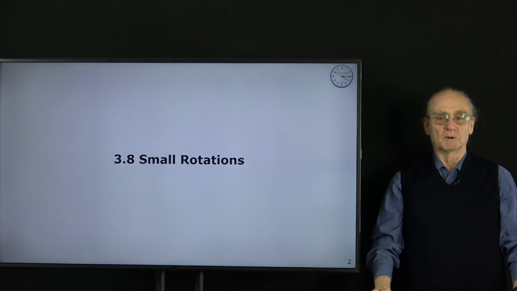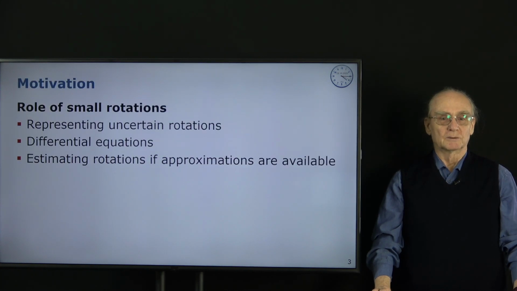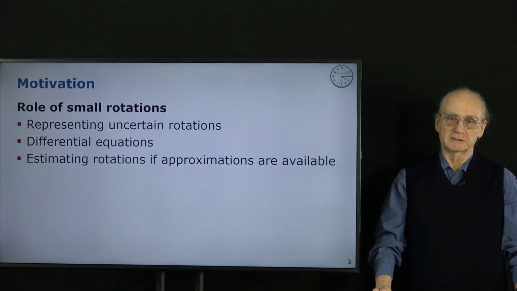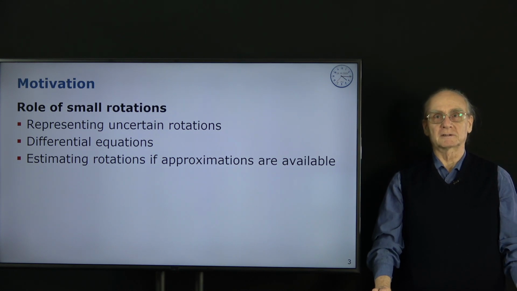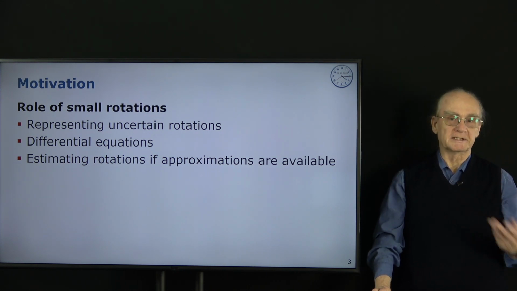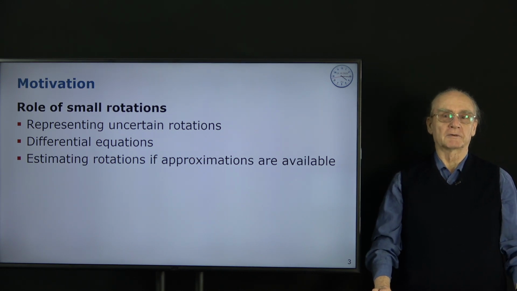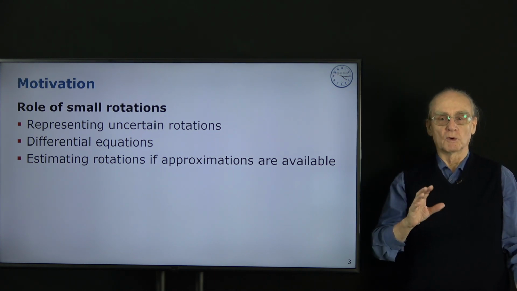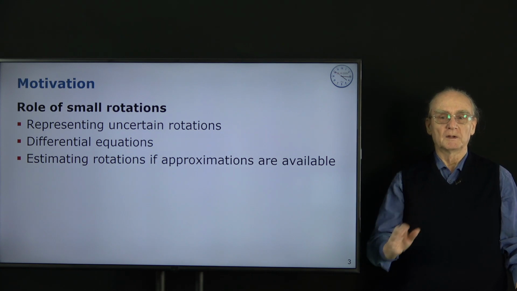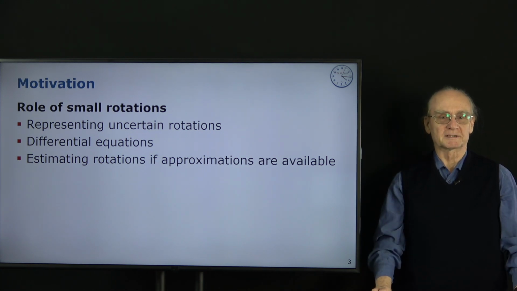So let's start with small rotations. Why do we need small rotations? The first thing is that we want to describe the uncertainty of rotations. So usually our measurements are quite accurate, let's say better than 1%, and then the corresponding entities which we derive are also better than 1% approximately. So we need to describe these small changes of the rotation best with a covariance matrix.